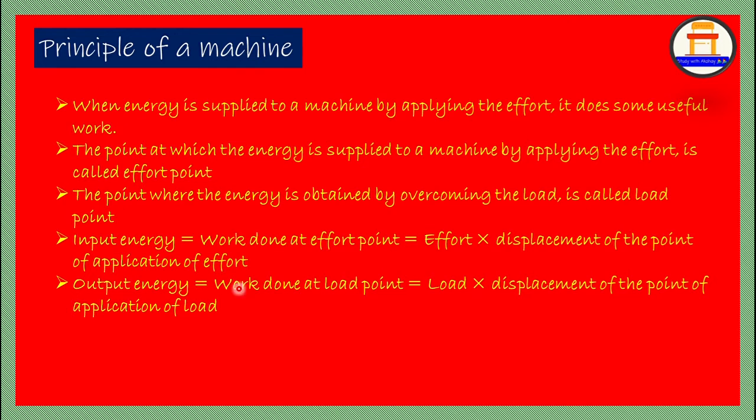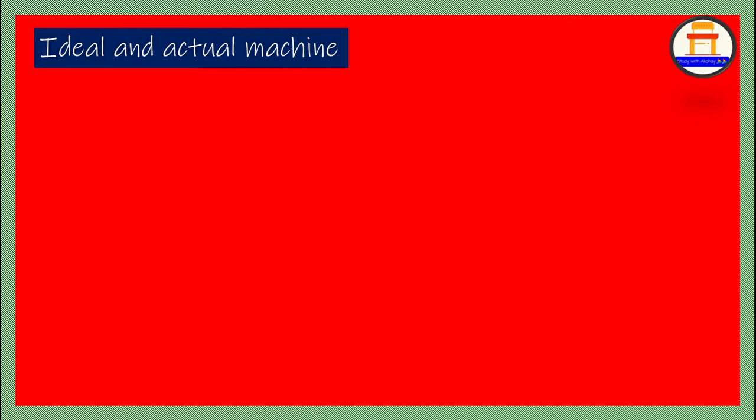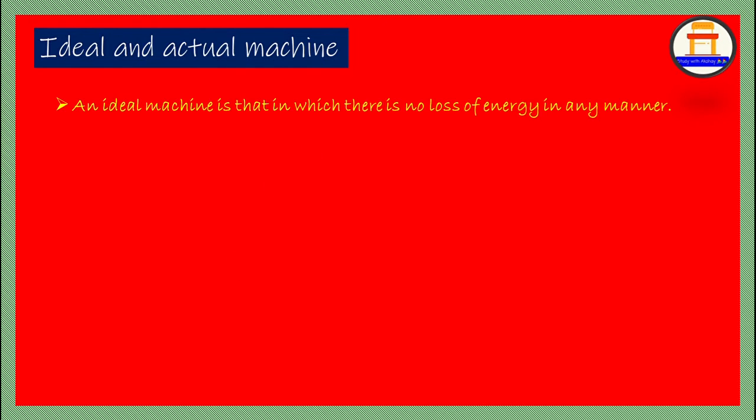Output energy, the work done at the load point, is equal to load into displacement of the point of application of load. Okay, so what is an ideal machine and an actual machine? What is load and effort? I'll come to that later. Since the order has been changed, I will be moving ahead to it later.